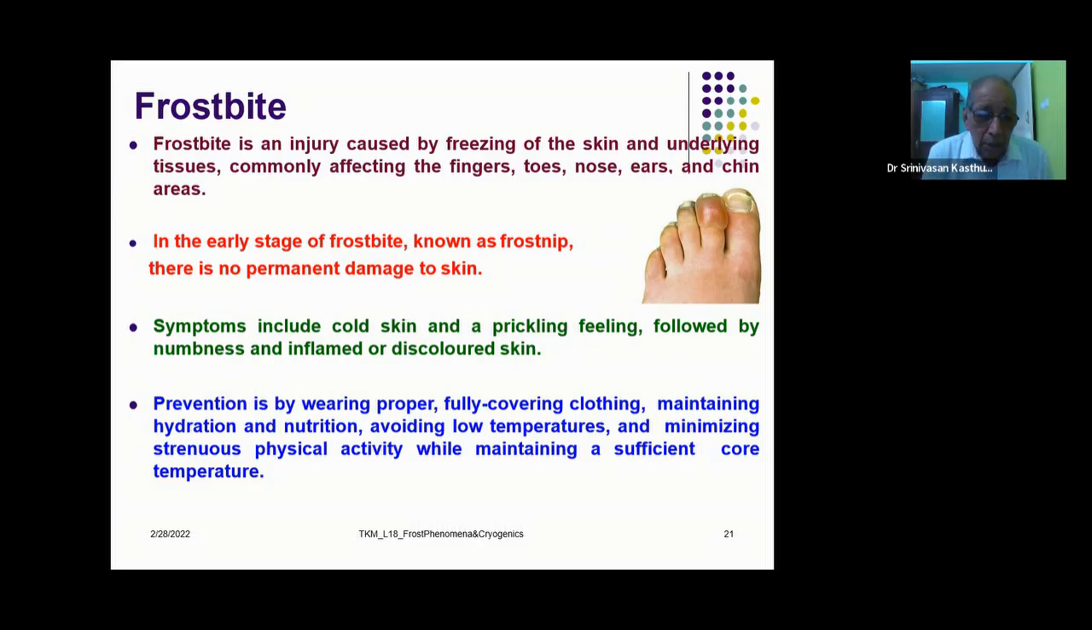So how to prevent this frostbite? You have to wear proper, fully covering clothing, maintain hydration and nutrition, avoid low temperatures, and minimize strenuous physical activity while maintaining a sufficient core temperature. So you should use proper gloves, etc., for taking care of this frostbite.